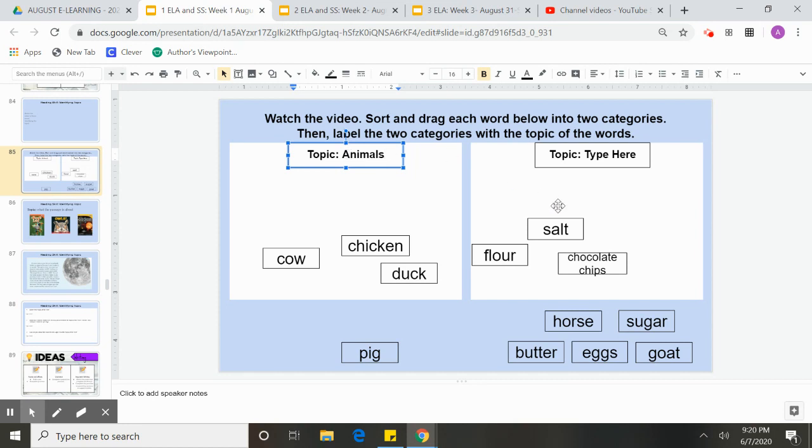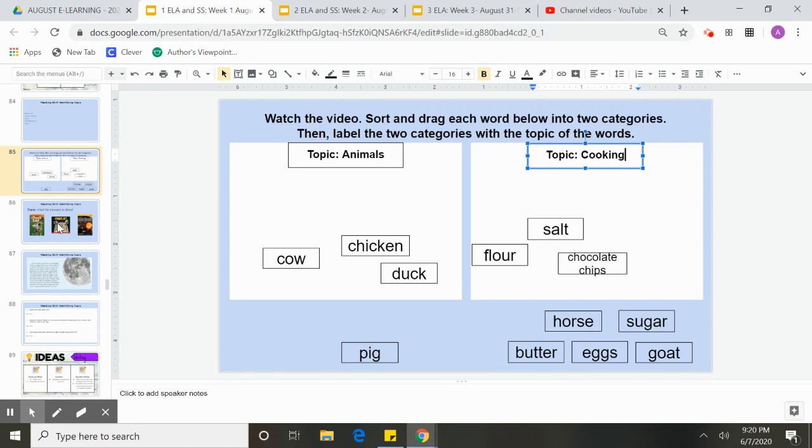Then I come over to these words and I think about what all of these words have in common. These words are all ingredients, or I could say maybe all these words have to do with cooking. So maybe the topic of these words would be cooking. Notice how this topic is only one or two words. It's not writing a sentence, I'm not writing a passage. I'm summing up what those words are about.